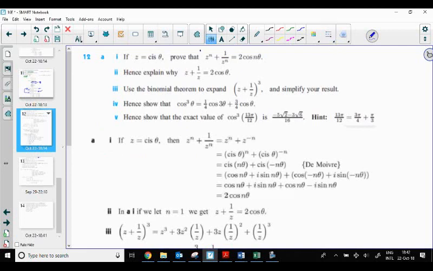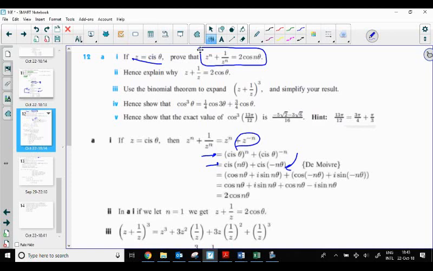So remember that we're trying to prove this here. So for starters, what is z to the power of n? Remember that z is equal to cis theta, so z to the n is going to be cis theta to the power of n. We're down here now. We're going to use de Moivre's theorem to rewrite that as cis of n times theta. And on the right-hand side of this, similar with 1 over z to the n. 1 over z to the n is just z to the negative n. So we're going to use de Moivre on that.